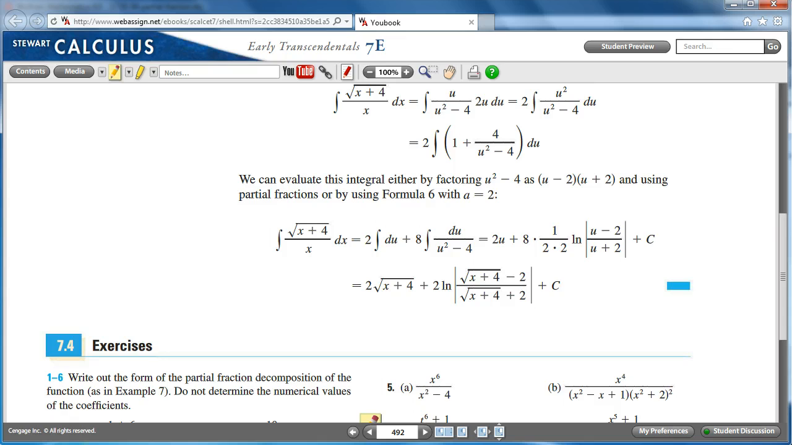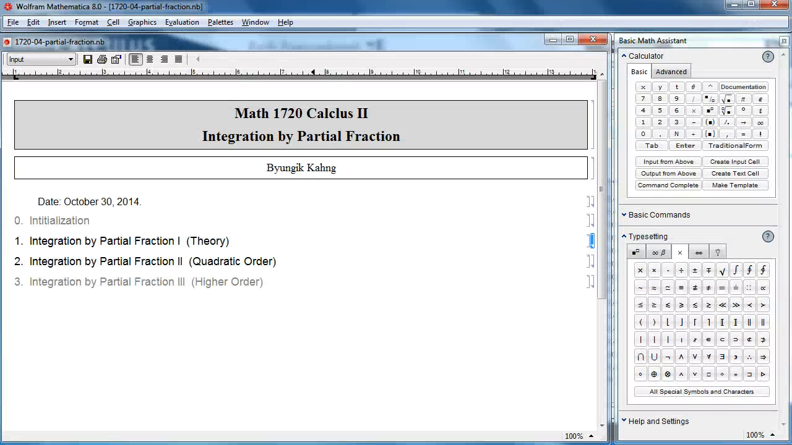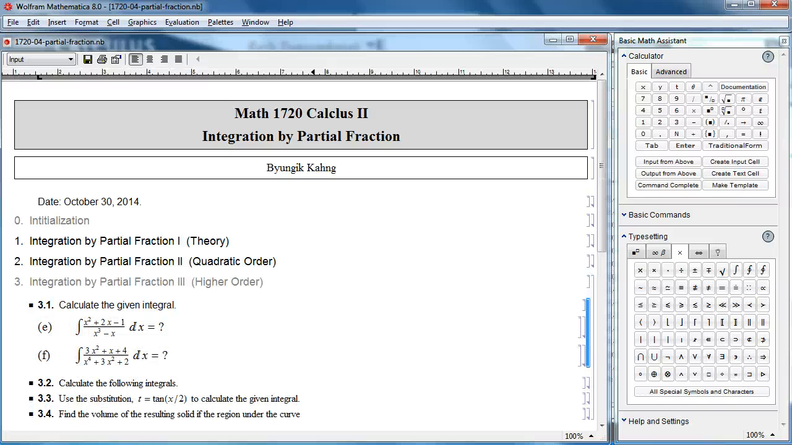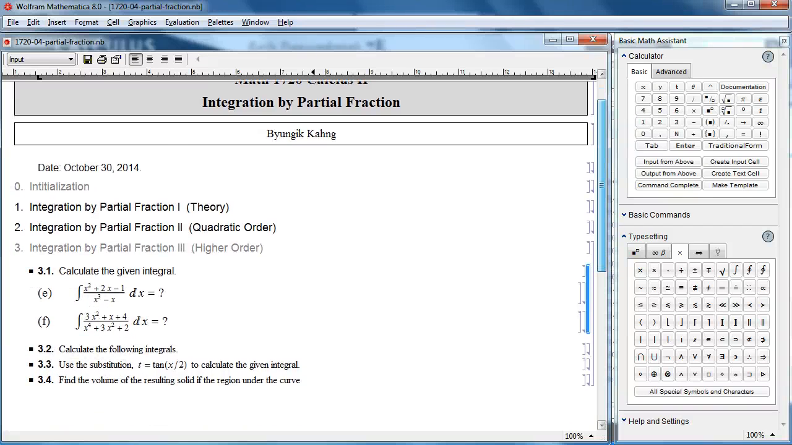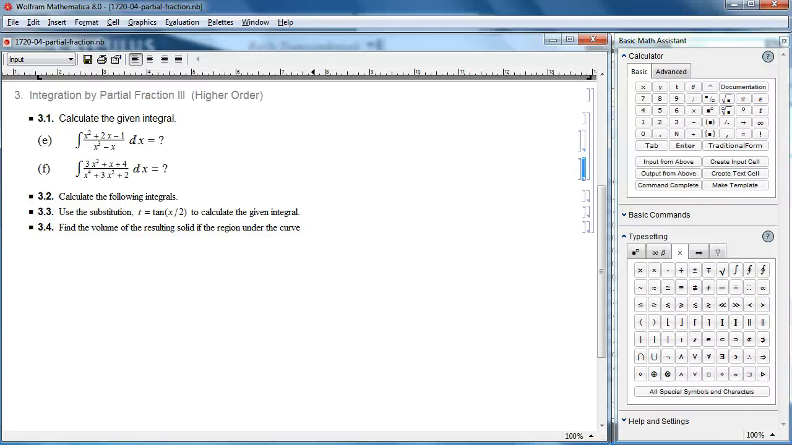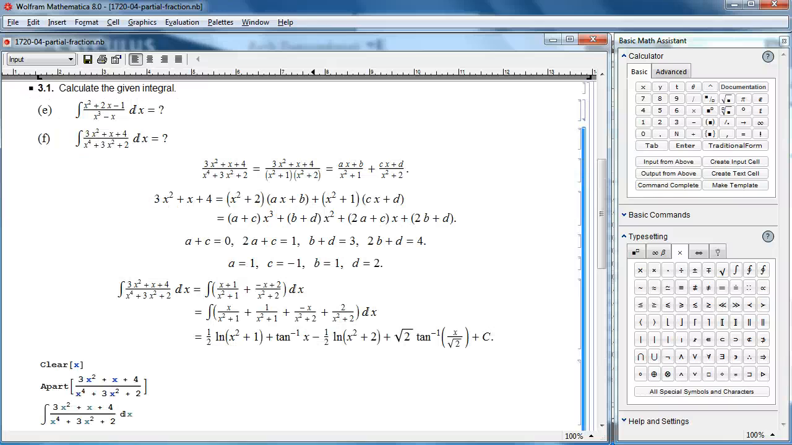Let's see, is there anything more that I have to emphasize? Okay, let's go to my notebook and let's see if I have some more optional topics. Okay, these are pretty similar to the textbook's method. We have to set up those A, B, C and then solve that. For the problem, we have to get A, B, C, D and solve those.